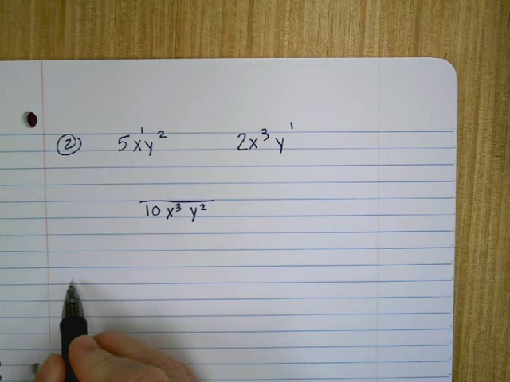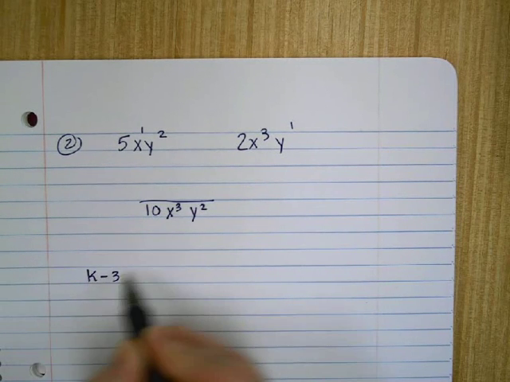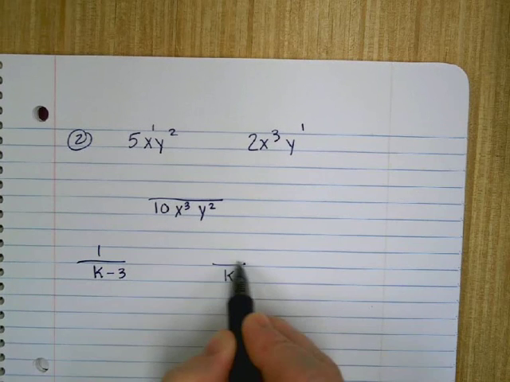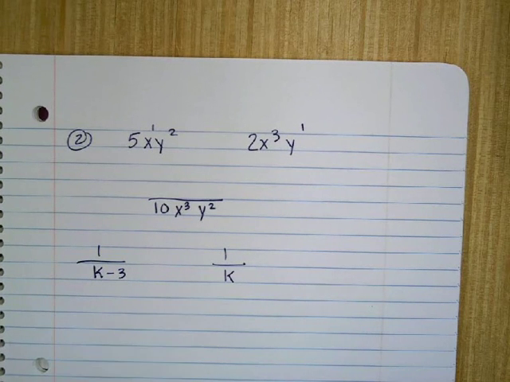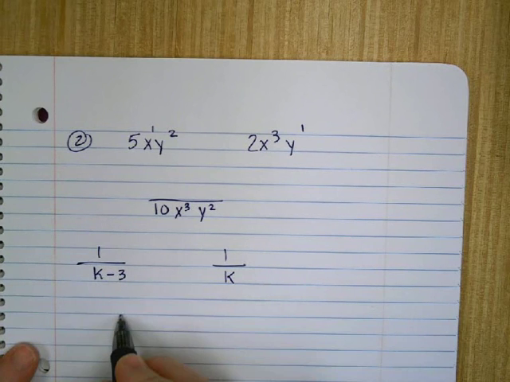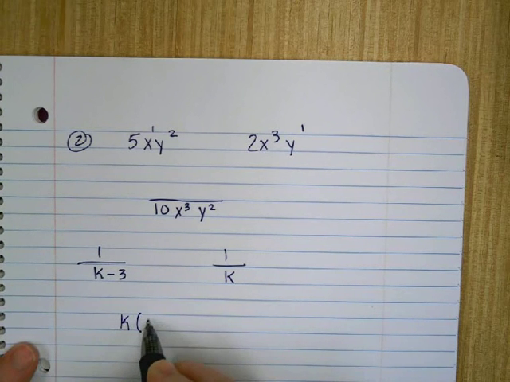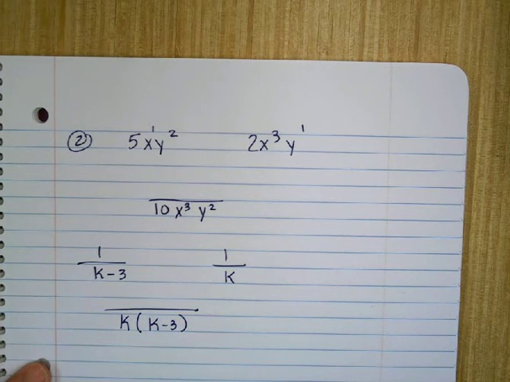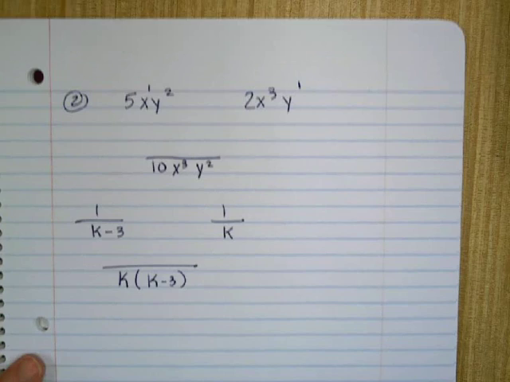What if I have k minus 3 and k as my denominators? They have something in common, but actually they're not factors. This is not a factor. This is a part of an adding and subtracting problem. Your common denominator here is going to be k times k minus 3. Okay? Got to cover both bases there.